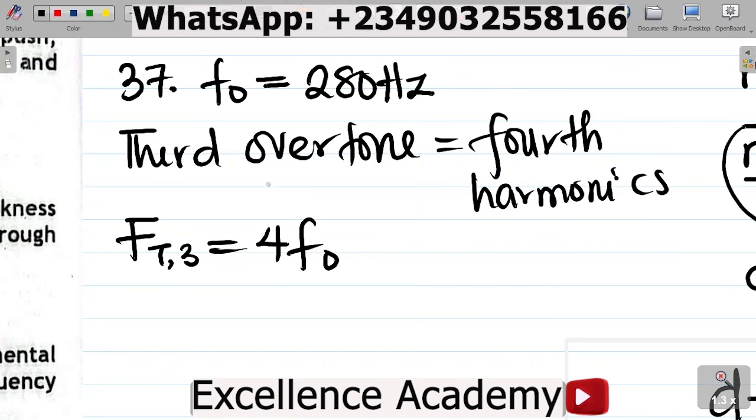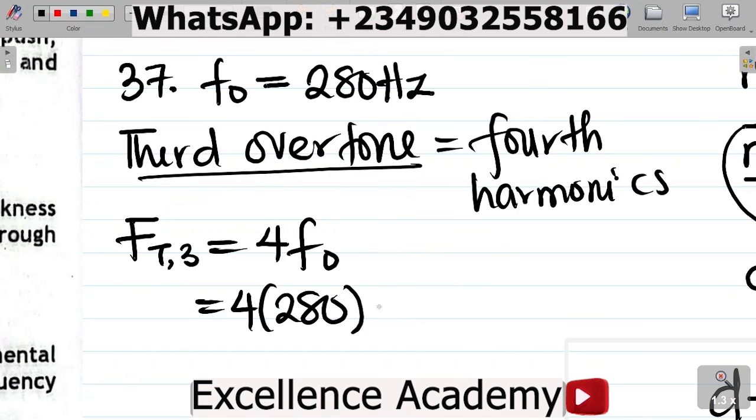That's how you do it. So the third overtone is 4 times F naught. The fourth overtone is 5 times F naught. That's how it's done. If I put in the value there, it becomes 4 times F naught, that's 4 into 280. If you punch that value, that will give you a value of 1120 hertz.